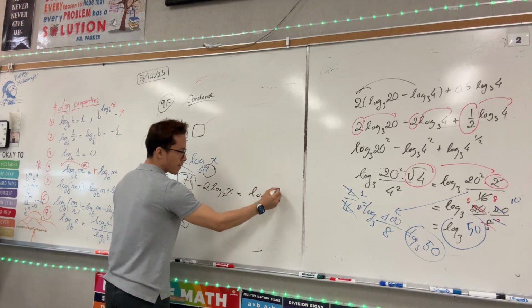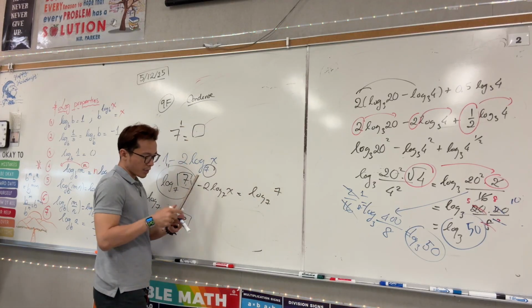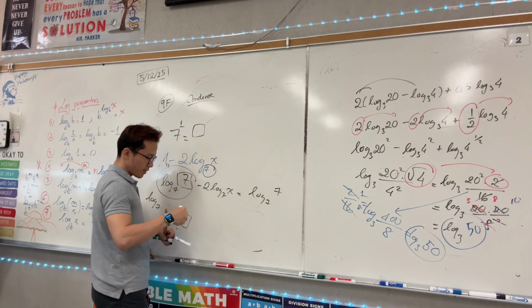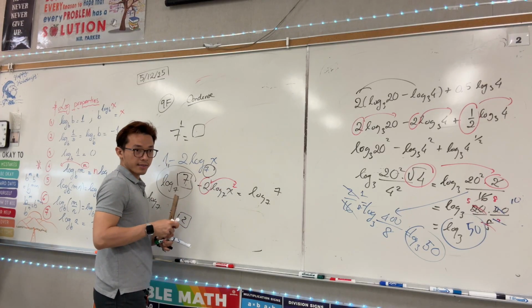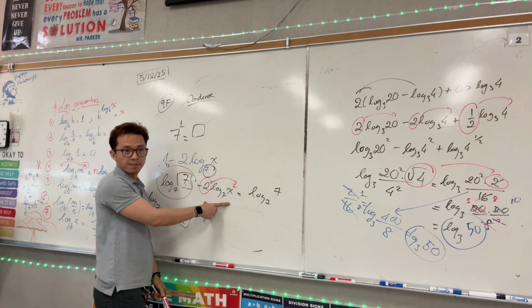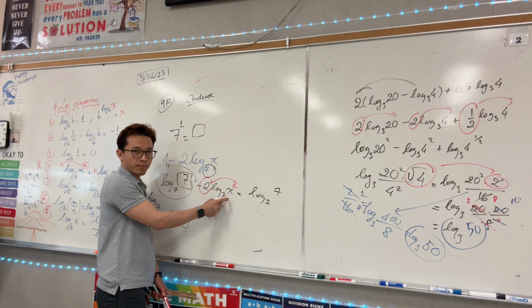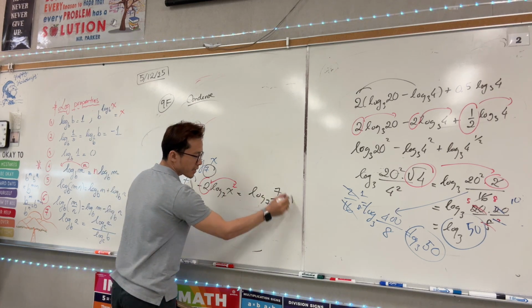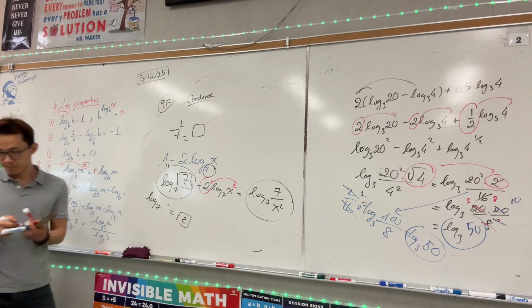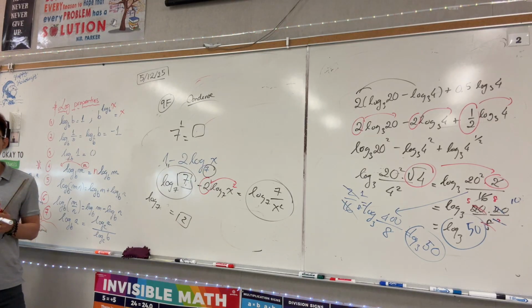Positive on the top, negative... Oh, you need to bring the power first. To bring the power, back here you have x squared. Is it on the bottom or on the top? Bottom, because it's negative. Over x squared, that's it.